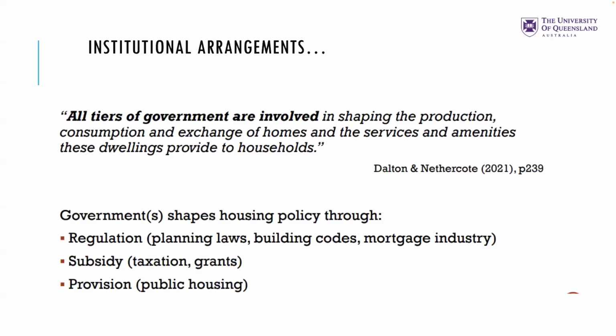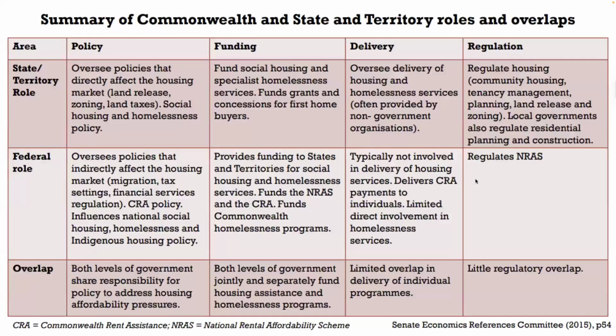The second is subsidy. This refers to things such as taxation or grants, such as the grants often offered to first home buyers and so forth, but also taxation such as capital gains tax and negative gearing for people who are buying houses. And the last one, of course, is provision, which comes through public and social housing. And we shall speak about this in detail as we go through this recording.